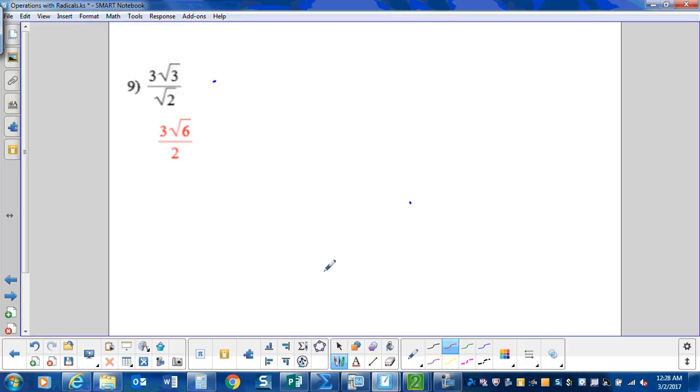Okay, number 9. 3 square roots of 3 divided by the square root of 2. So that's simplified and that's simplified. Now we need to rationalize. So we're going to go ahead and multiply by 1. We're going to go to the denominator, and I have a square root of 2. So that's what I'm going to multiply by, the square root of 2. I'm going to do it in the numerator and denominator. So I'm rationalizing, and I'm multiplying by 1. So now I have 3 times the square root of 6. And the square root of 2 times the square root of 2 is the radicand, which is 2.